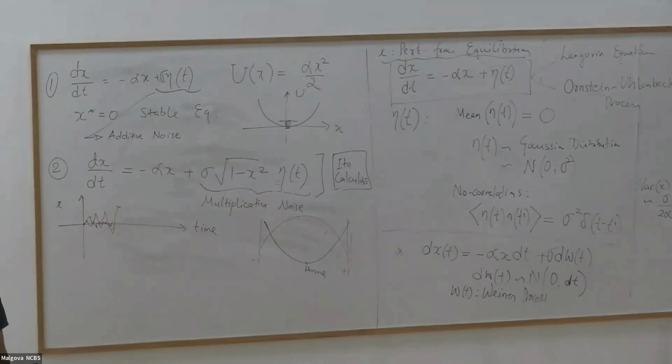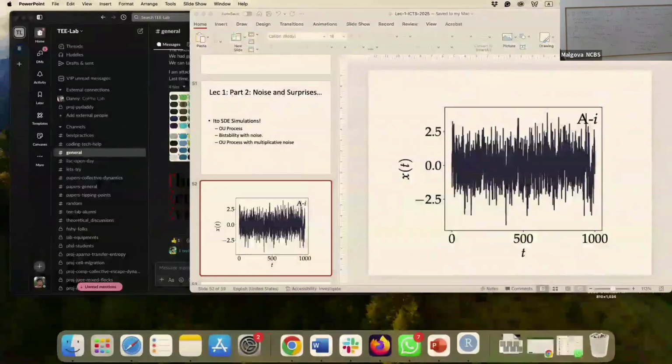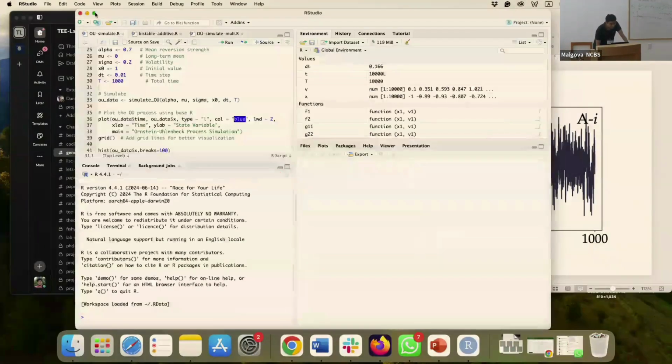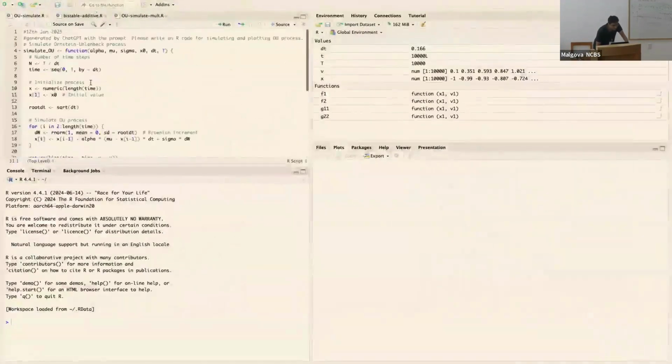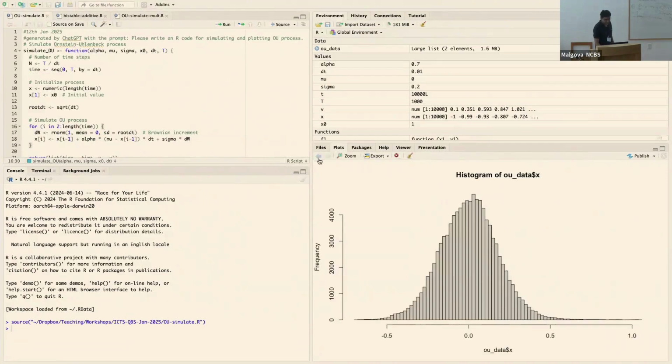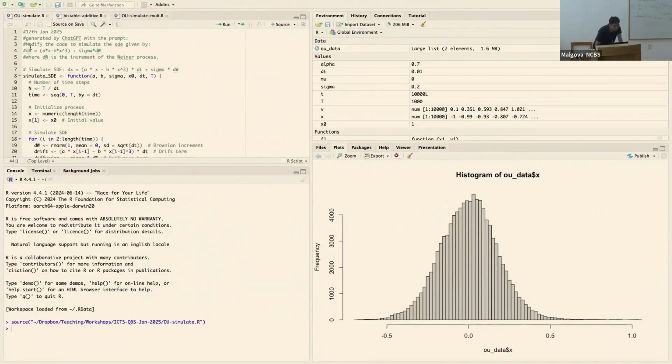What I have done is I asked ChatGPT, hey, please write a code to simulate this equation. And it actually did. You can see this was generated by ChatGPT with the prompt, please write an R code for simulating and plotting OU process. It's actually amazing. It gave me comments and everything. See, this is the time series. This is the distribution.